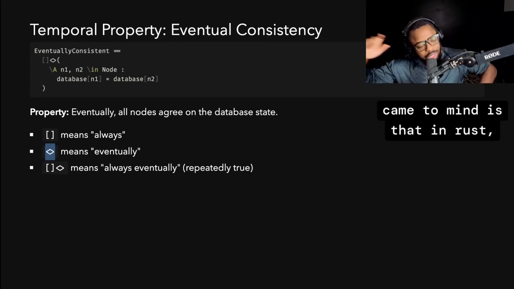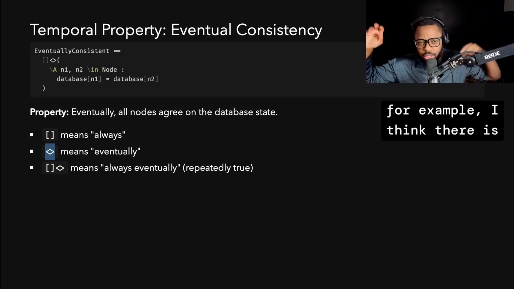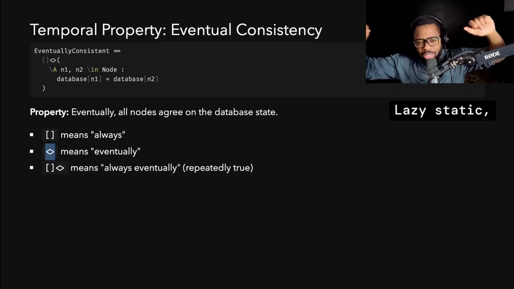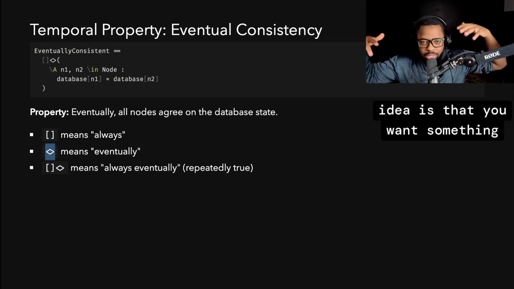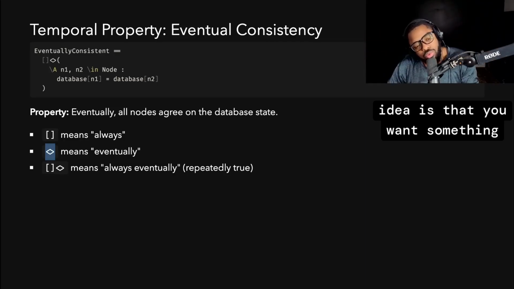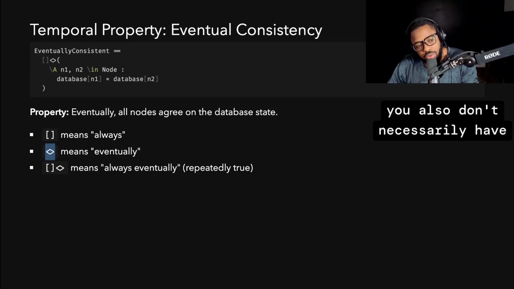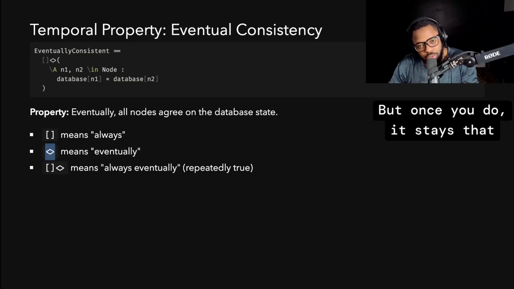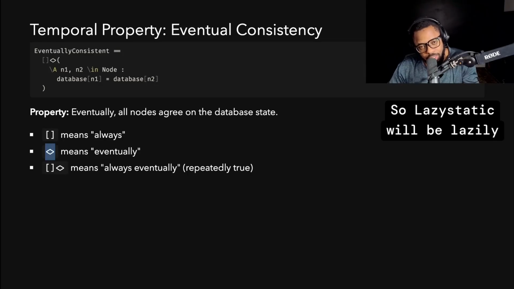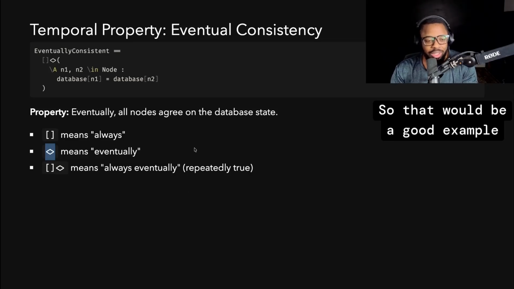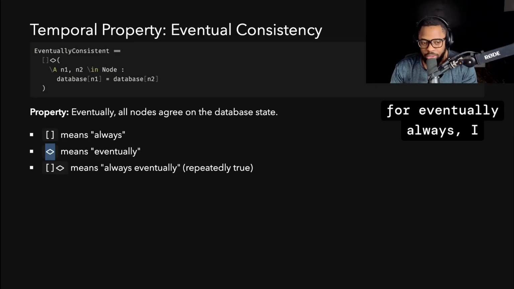One thing that just came to mind is that in Rust, for example, there is, what is it called? Lazy static. In terms of semantics, the idea is that you want something that will be constant, but you don't necessarily have the value itself initially, but once you do, it stays that way. So lazy static, it will be lazily statically set. That would be a good example for eventually always, I believe.